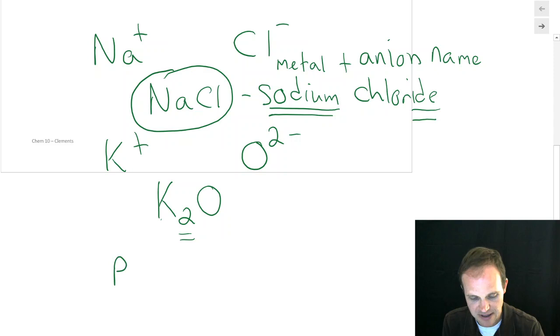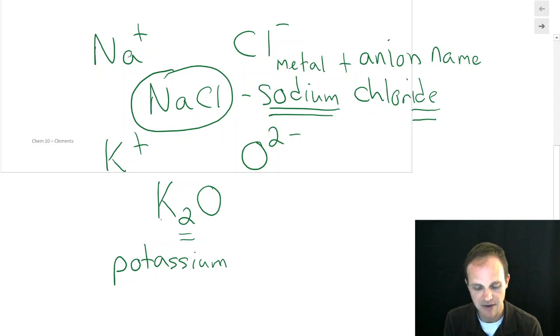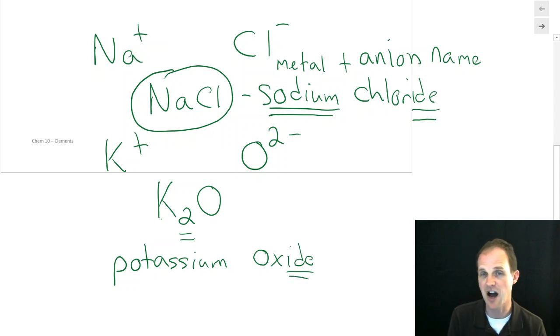So we're going to use the same thing. We're going to use the name of the metal, potassium, and we're going to use the name of the anion. This is oxygen, but if you remember, we end with the ide, usually the first symbol, ox from oxygen, and we end with the ide, and we have potassium oxide.